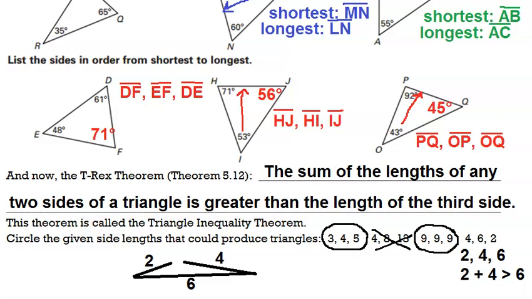So you think it's going to work because, oh, they equal 6, but that's not good enough. In order for it to actually work, it actually has to be greater than 6, which is why this one would be a no, that you could not make a triangle out of that.